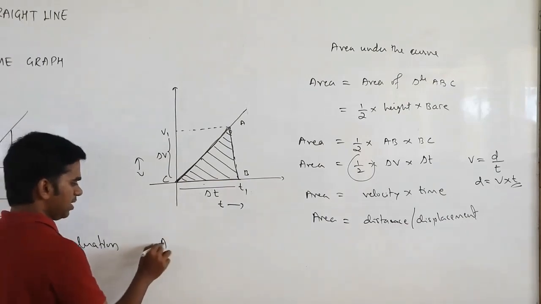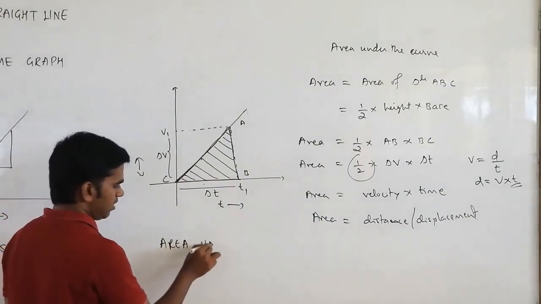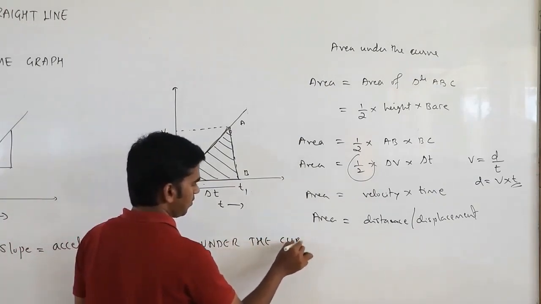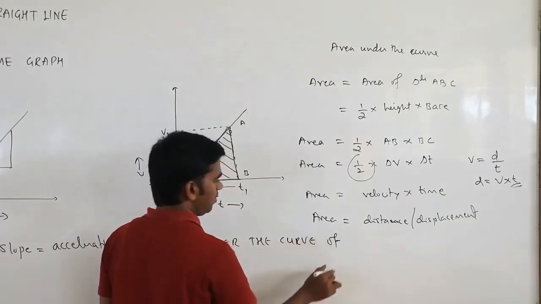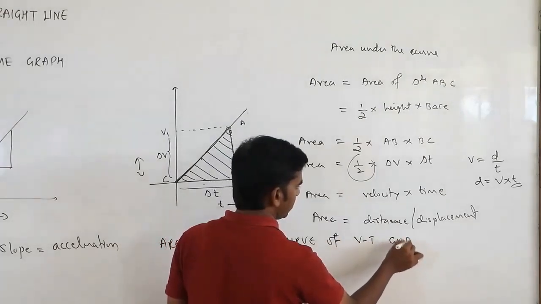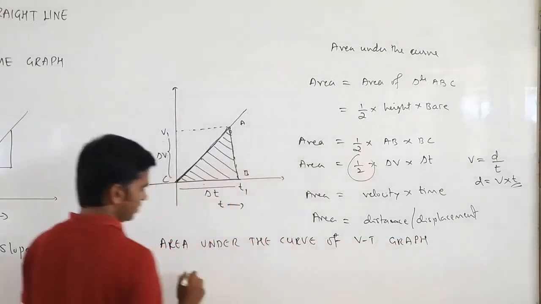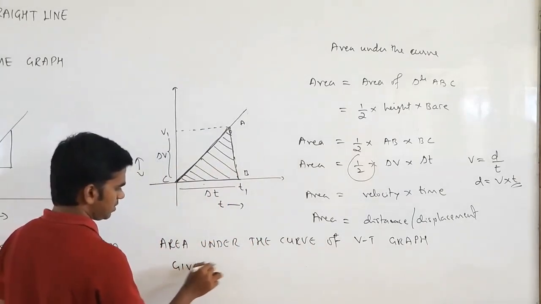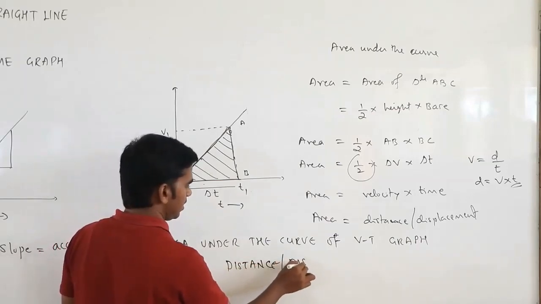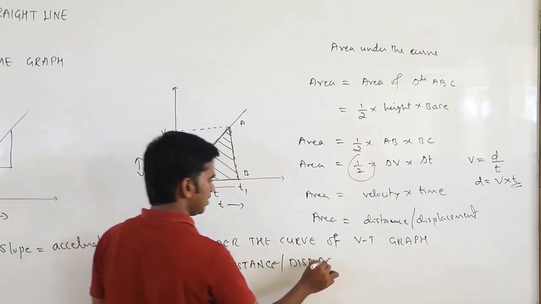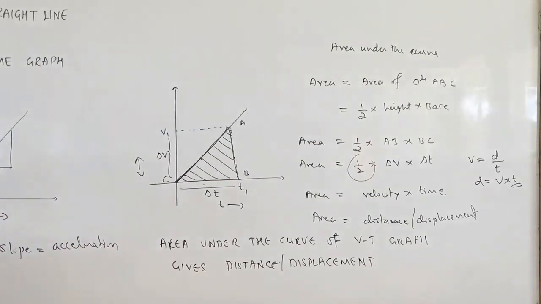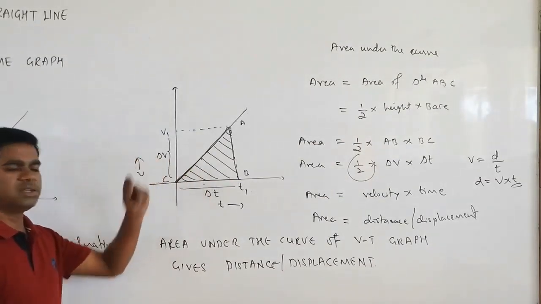Okay. So area under the curve of VT graph gives distance or displacement. Okay. So remember this point. Remember, very important: area under the curve of VT graph.